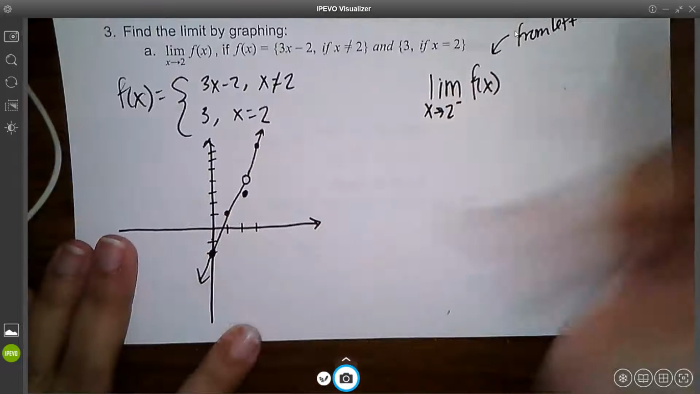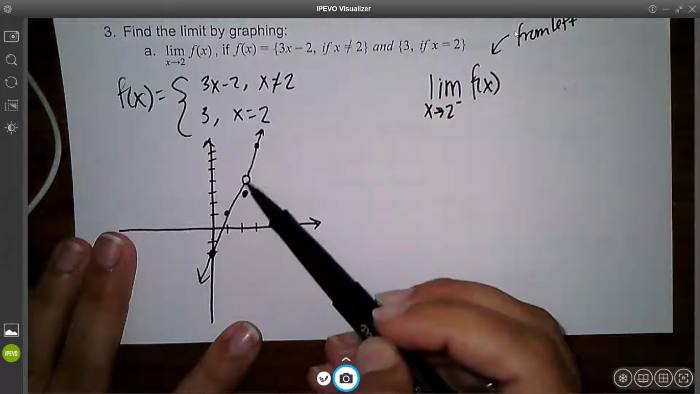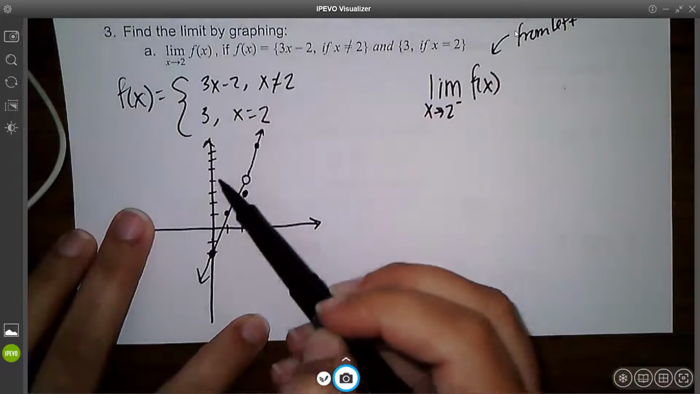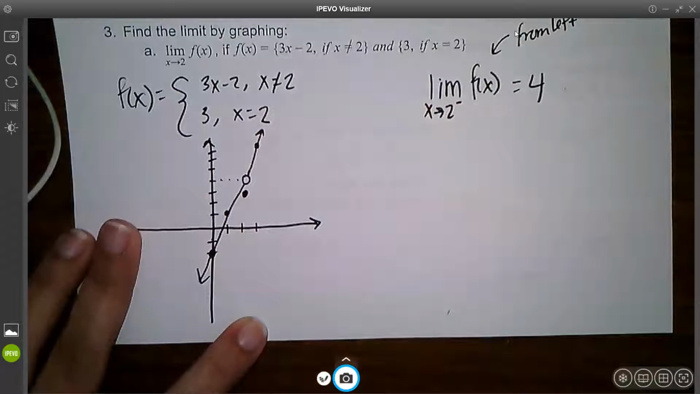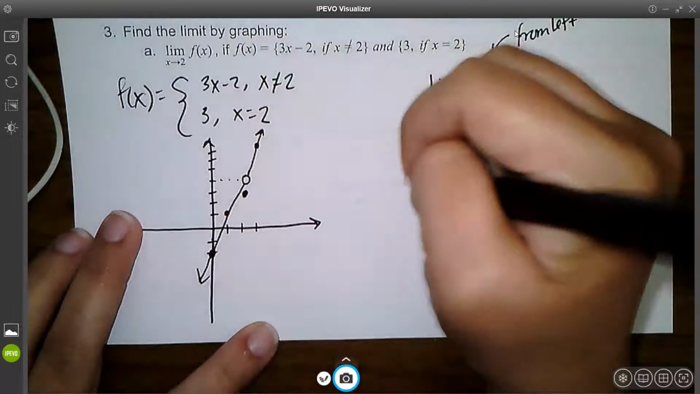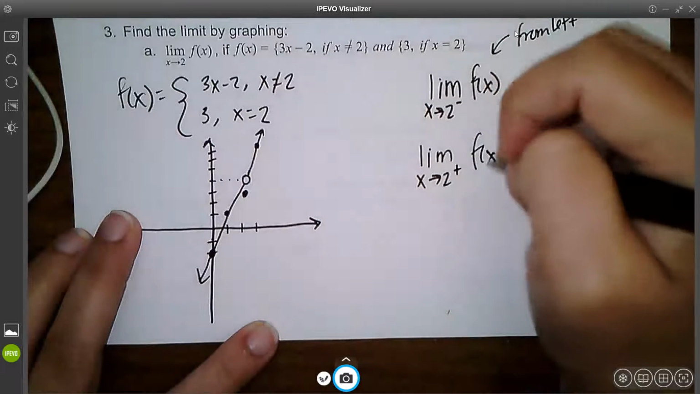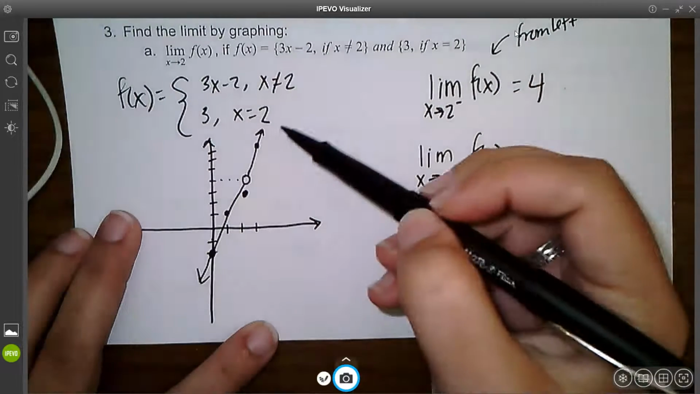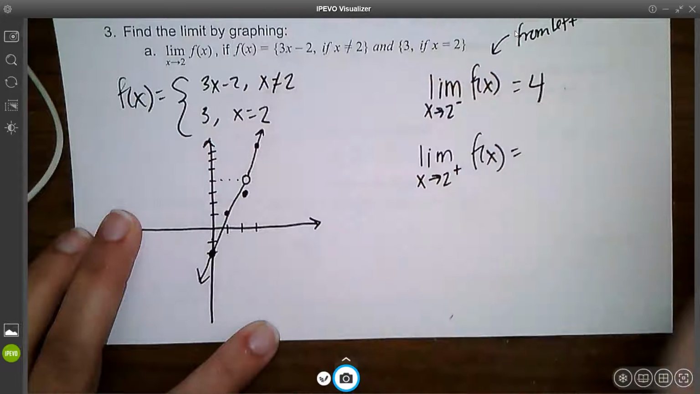All right, so from the left, our function is getting closer and closer to that y value there, which is 4. So then we're going to look from the right. So the limit as x goes to 2 from the right is what the positive means of this function. So from the right, as we get closer and closer to 2 from the right, again, we are looking at 4.